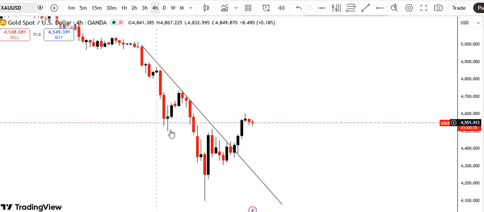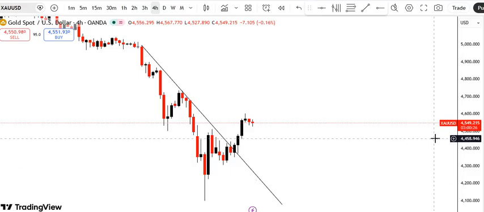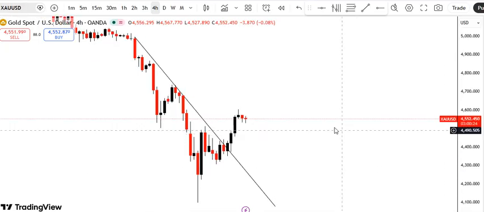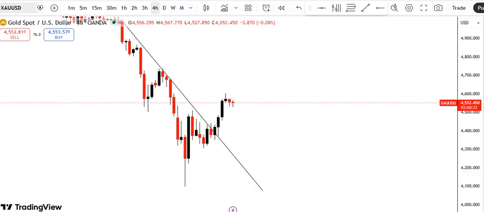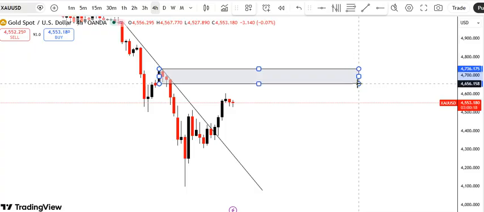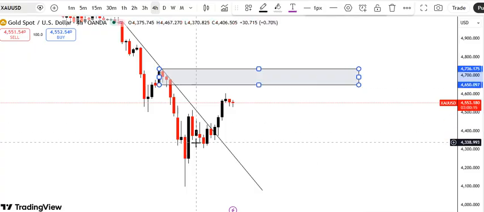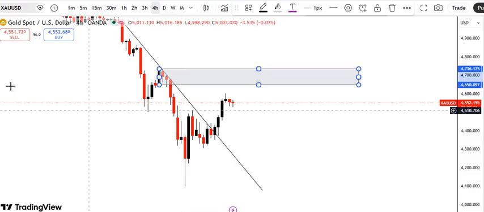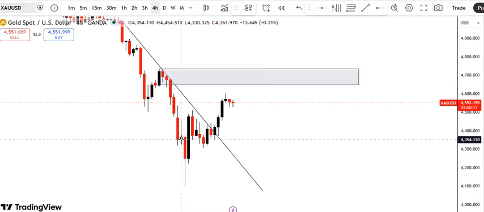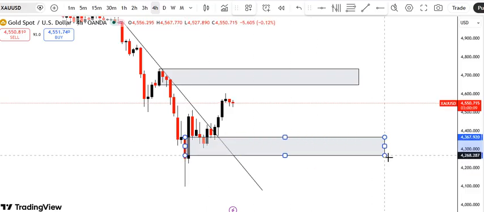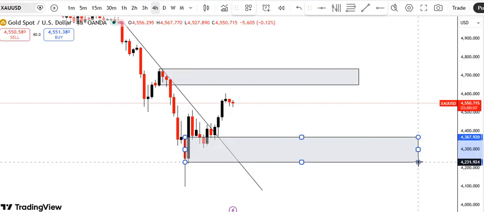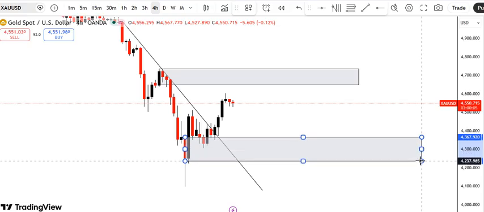Right? So nothing complicated. Now this is a 4-hour trend line, and price has already broken this. Now let's draw our next supply zone here on the 4-hour time frame, and then we have our demand zone here, which has already been mitigated on the 4-hour. It's quite large, so I'll just leave it this way, already mitigated.